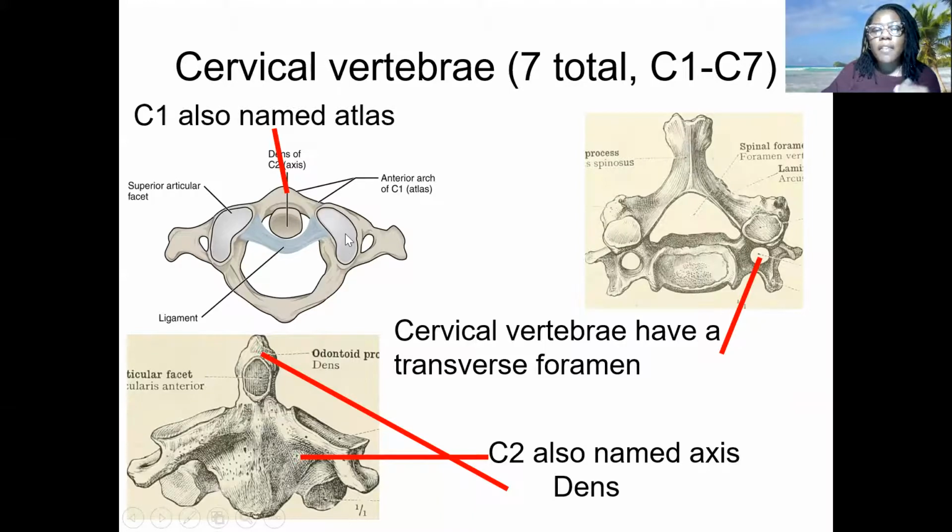C1 also has these superior articular facets. This is where that first vertebra articulates with the occipital condyles. And the occipital condyles are structures located on the occipital bone, one of the skull bones. And this is where we have that head-neck connection between the first vertebra in the vertebral column and the lowest skull bone, or the floor of the skull, which is the occipital bone.